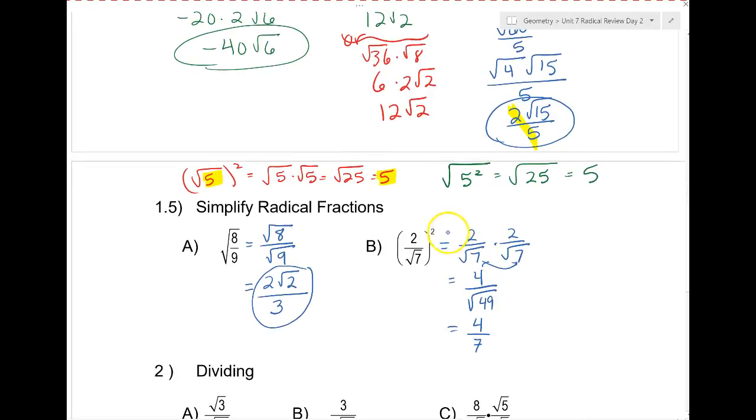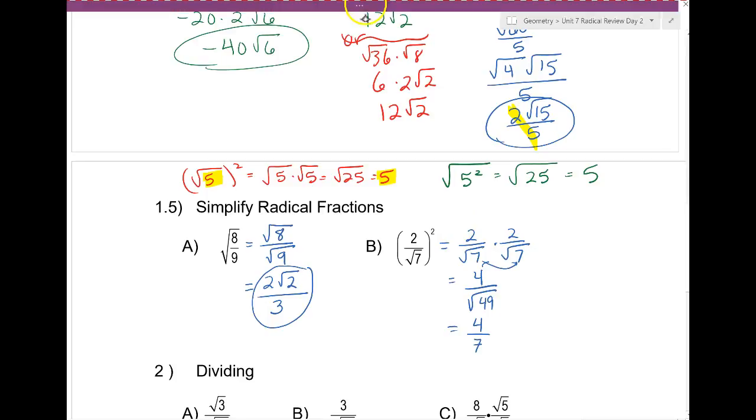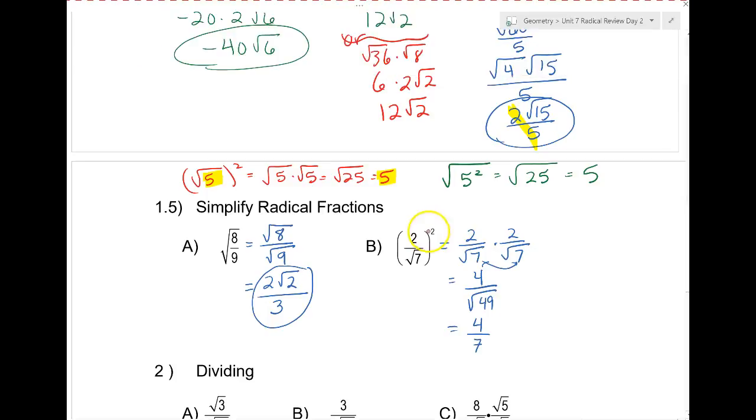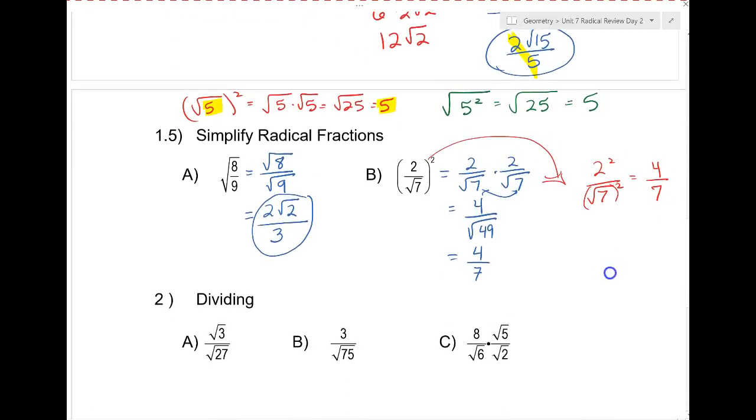Here's my question. Could I have rewritten this like the following? Right here, could I have also gone 2 squared over the square root of 7 squared? And what do we get? 4. And remember, we square a square root. Remember up here, what do we get? Yep, 7. So the cool thing is, can we get the same value? Yeah, so there's more than one way.